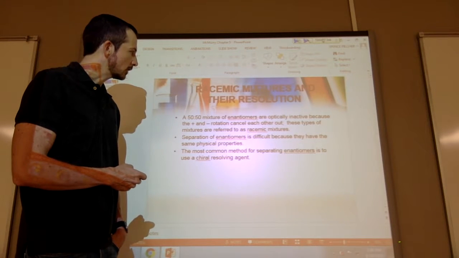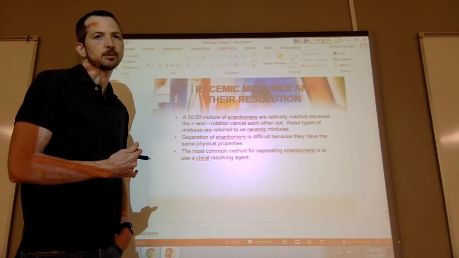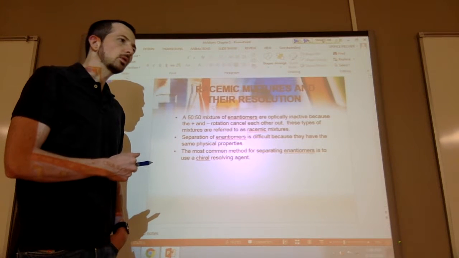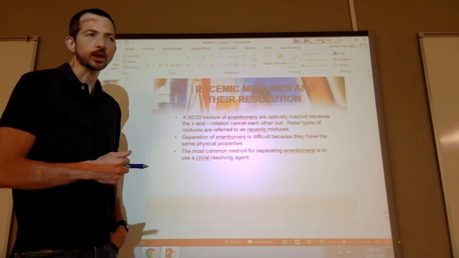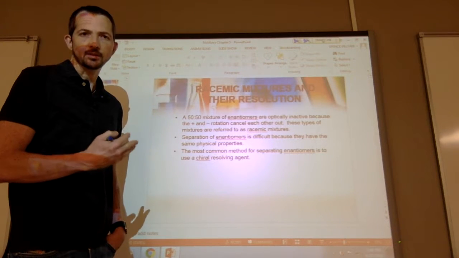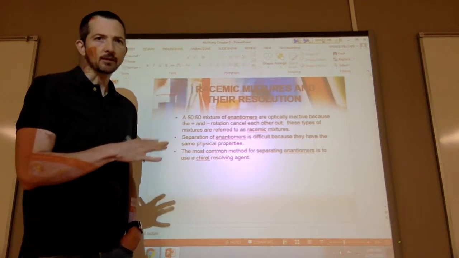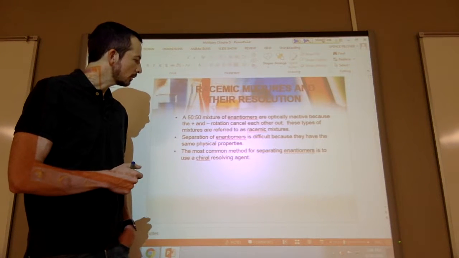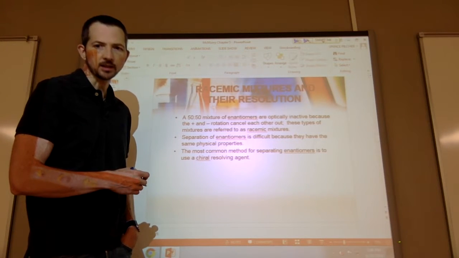Separation of enantiomers is difficult because they have the same physical properties. In lab so far, we've been separating compounds. We've separated compounds based on differences in boiling points. We use distillation. We've separated some compounds based on differences in solubilities using extraction. Later on in the semester, we'll separate compounds based on differences in polarity using thin layer chromatography. But with enantiomers, they have all the same physical properties, so it makes it very difficult to separate them. So the most common method for separating enantiomers is to use what's known as a chiral resolving agent.